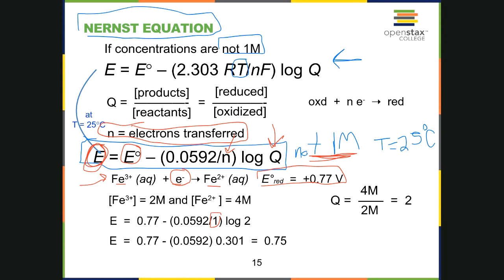Then the last part is figuring out what Q is so we can take the log of it. And Q is the same Q that we used when we were doing equilibrium. So it's going to be the products over the reactants. Products over reactants.